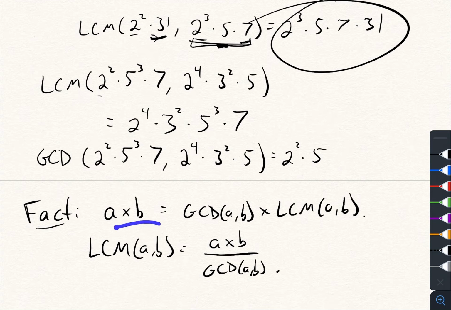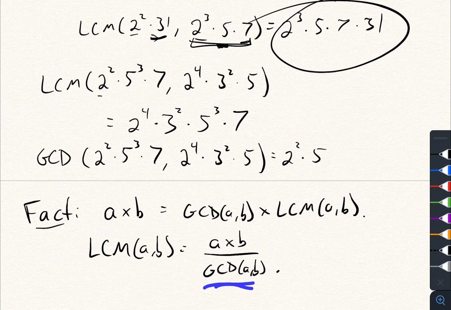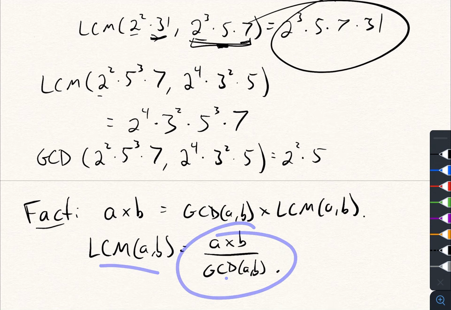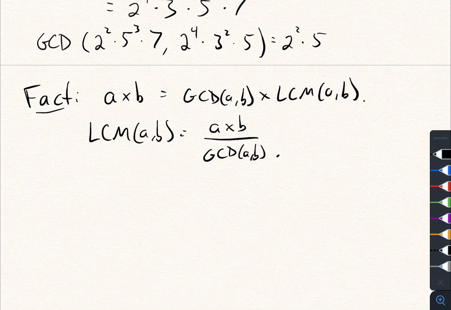And why would we bother writing it this way? Well, because we have more tools for computing the GCD than we do for computing the LCM, so sometimes it is pretty easy to just see what the GCD is going to be of two numbers. So if you know the GCD, then to get the least common multiple, you can basically just use this formula. Just multiply your two numbers and divide by the GCD.